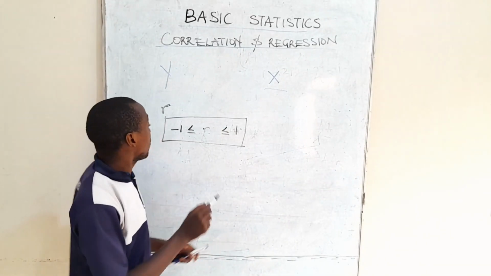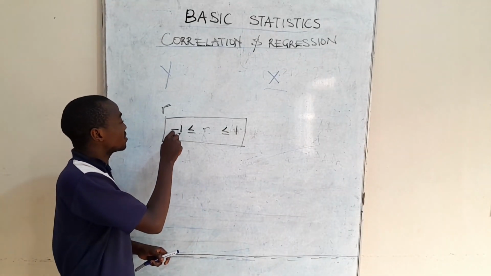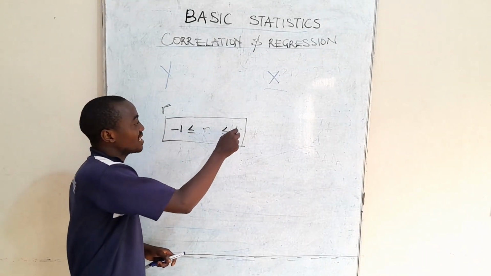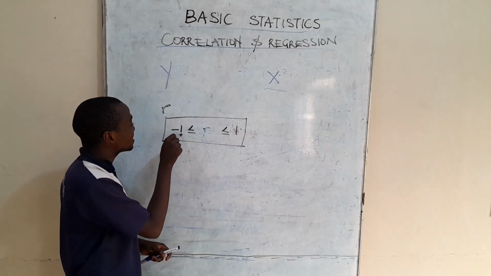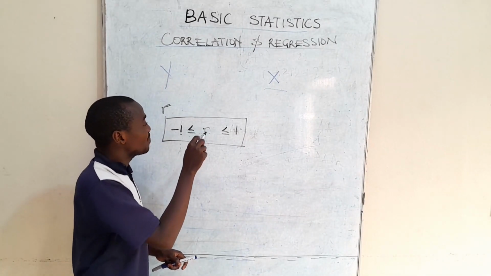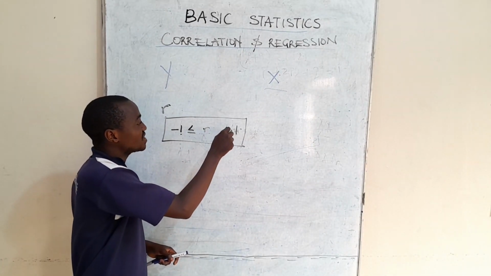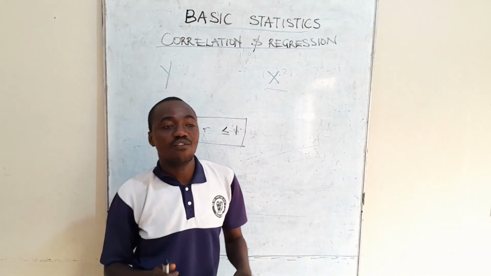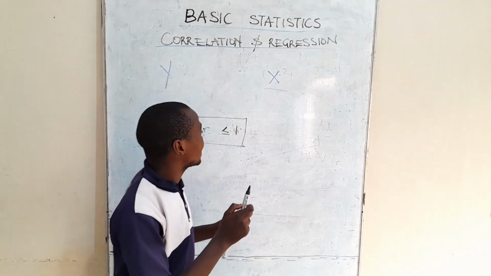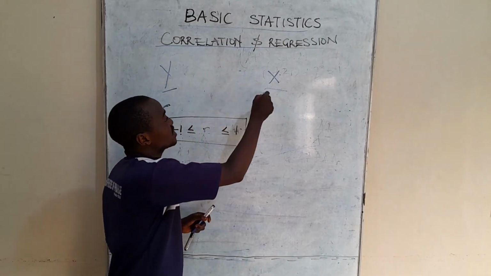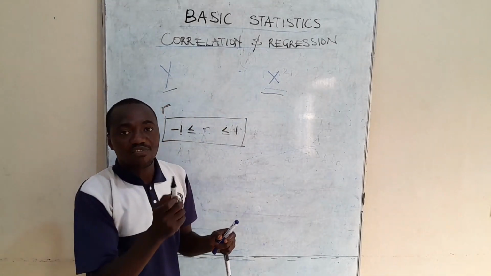That means that we cannot have a value that is higher than positive 1, and we cannot have a value that is lower than -1. Anytime you have a positive 1, that means we have the perfect correlation, where as y is increasing, x is also increasing. That is the perfect correlation.